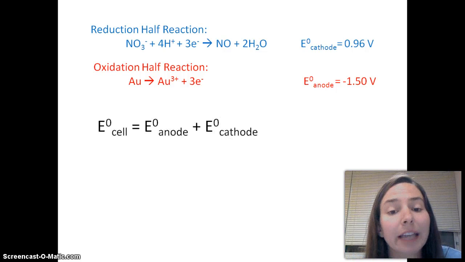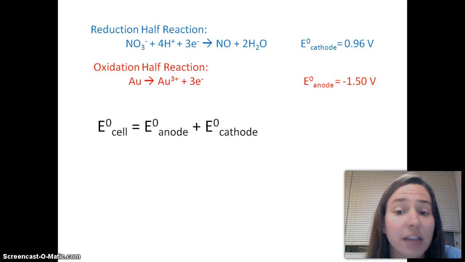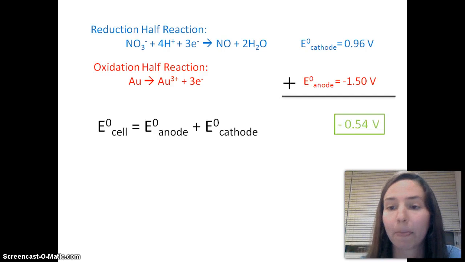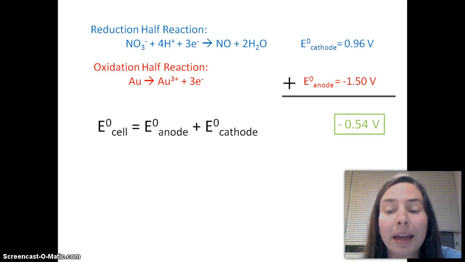So remember, I can take the potential of the anode and add the potential of the cathode, and that's going to give me the overall cell potential. So I'm going to take those two values and add them up, and I get negative 0.54 volts.